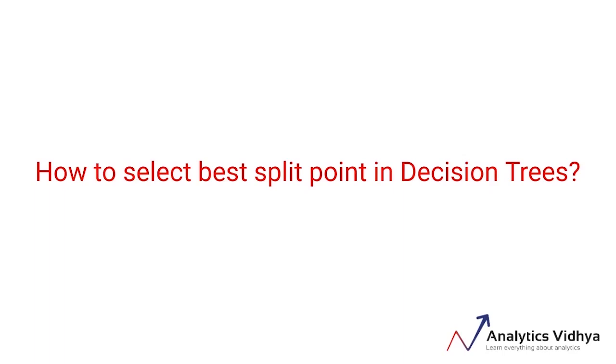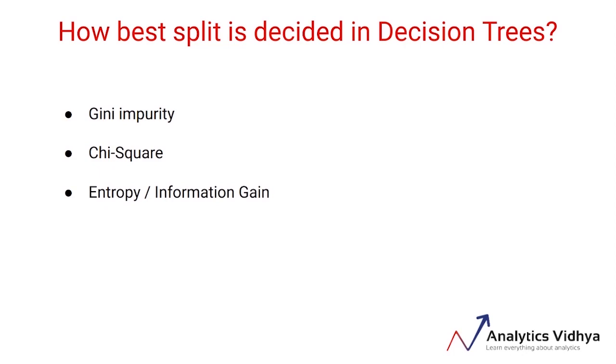Welcome back to the decision tree module. So far we've seen these three algorithms to decide the best split in decision trees: Gini impurity, chi-square, and entropy or information gain. All of these algorithms are used when we have categorical target variables.